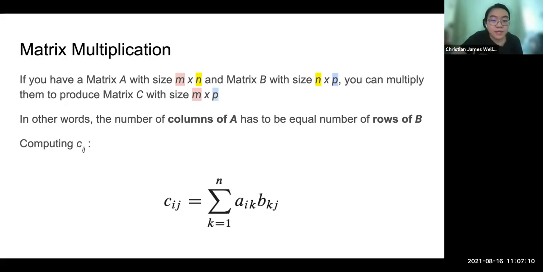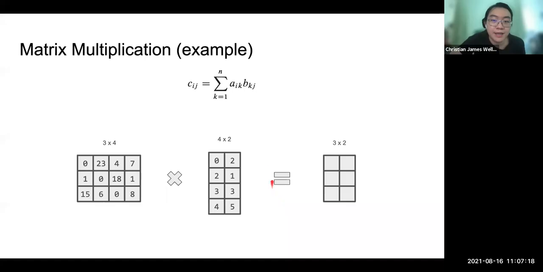Okay, so this is the mathematical formula to compute the Cij entry, and in case this is confusing to you, let me give a graphical representation, like a diagram. So I have this 3 by 4 matrix here times a 4 by 2. First, just check, do the dimensions match? I have 4 here, I have 4 here, great. The number of columns equals the number of rows here.